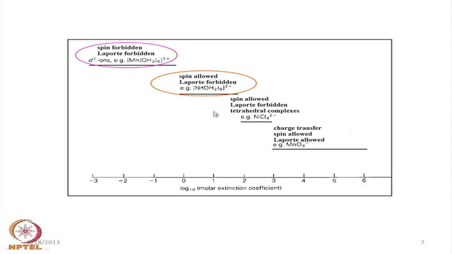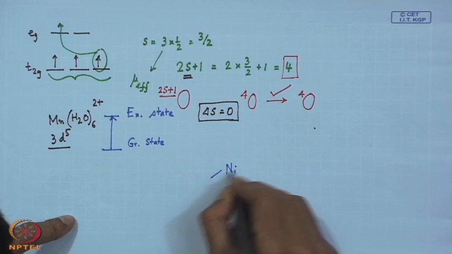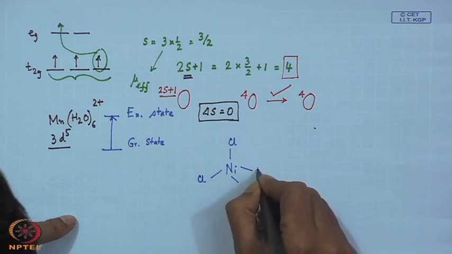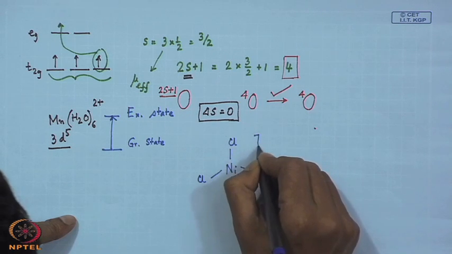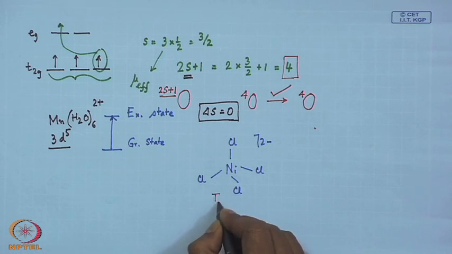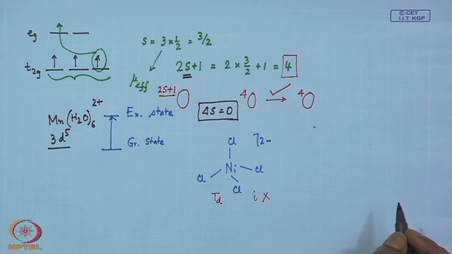Similarly, the other case we get is where both of them are allowed. Here both of them are forbidden, here one is allowed, but in the case of the tetrahedral nickel complex, NiCl4 2-, it has a tetrahedral point group, and inversion symmetry is not there.